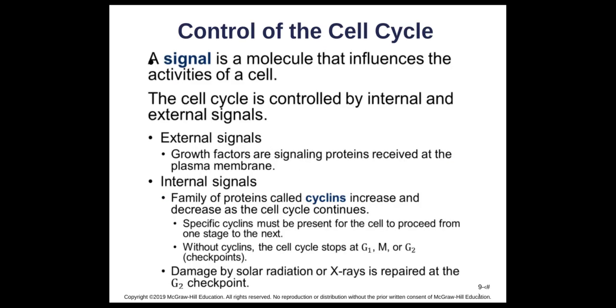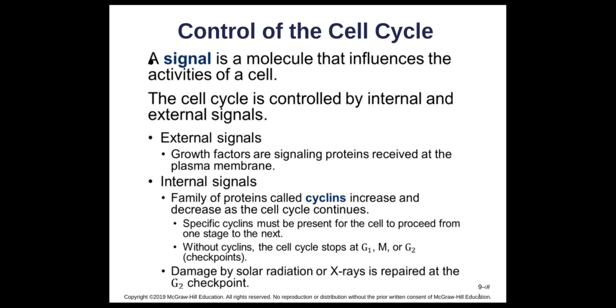With all of that, we want to remember that there are controls in the cell cycle, because things could happen along the way that we then don't want to pass on to new cells. So there is a signal, and that is just any molecule that will influence activities. We can have a signal to stop cell division, and that signal can be controlled by internal and external factors.